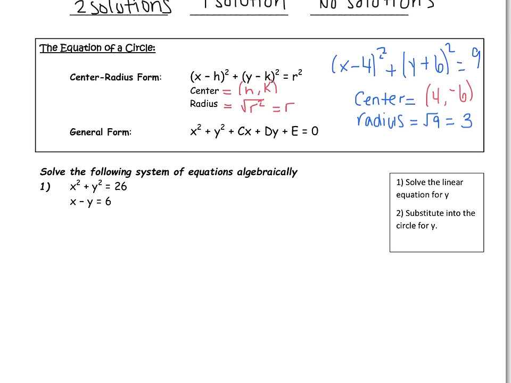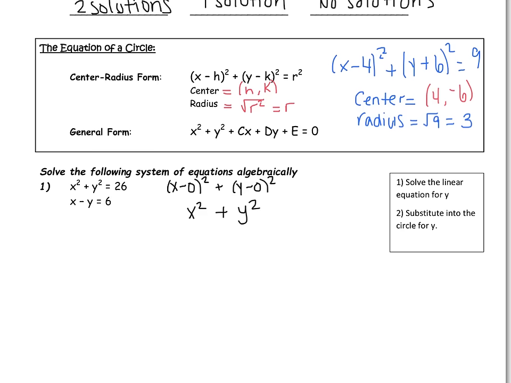So let's look at an example. It says solve the following system of equations algebraically. So it's clear that this first equation is the circle with the center at 0, 0, because this is technically like (x minus 0) squared plus (y minus 0) squared. That's the same thing as just saying x squared plus y squared, just to explain where it comes from. We don't actually need it. I just wanted to discuss that.